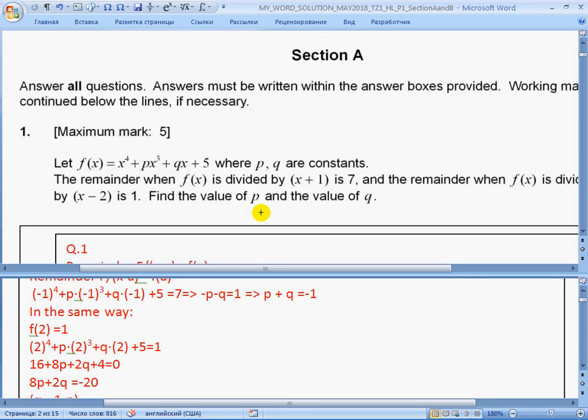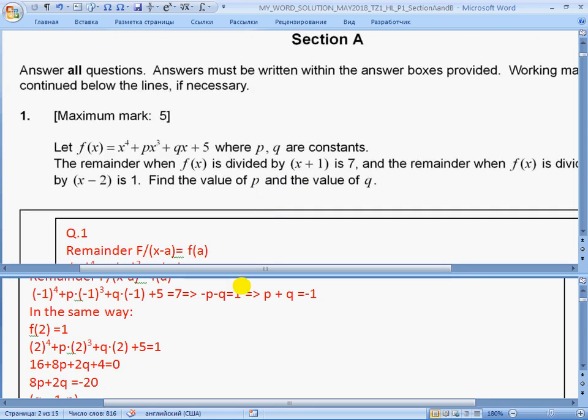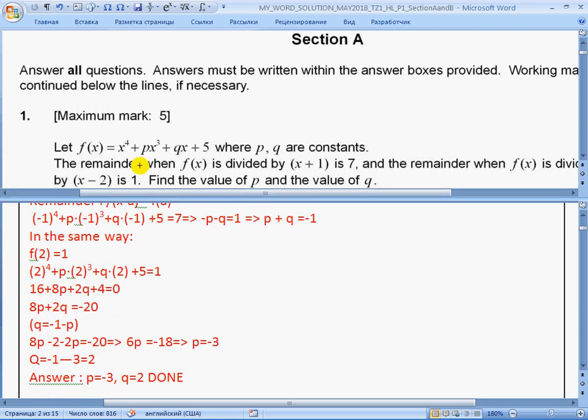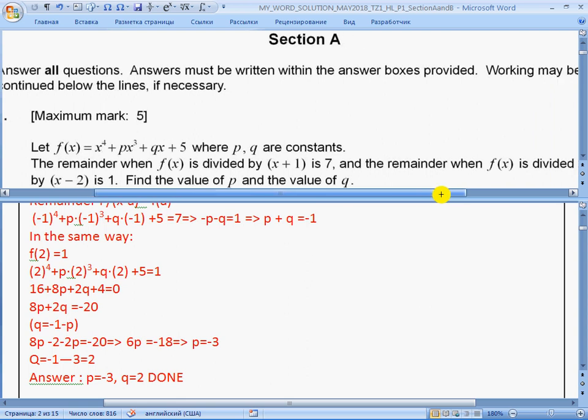Section A. Question 1. So we're given a function. We know that the remainder, when we divide f(x) by x plus 1, is 7, and when divided by x minus 2, the remainder is 1. Find the values of p and q.